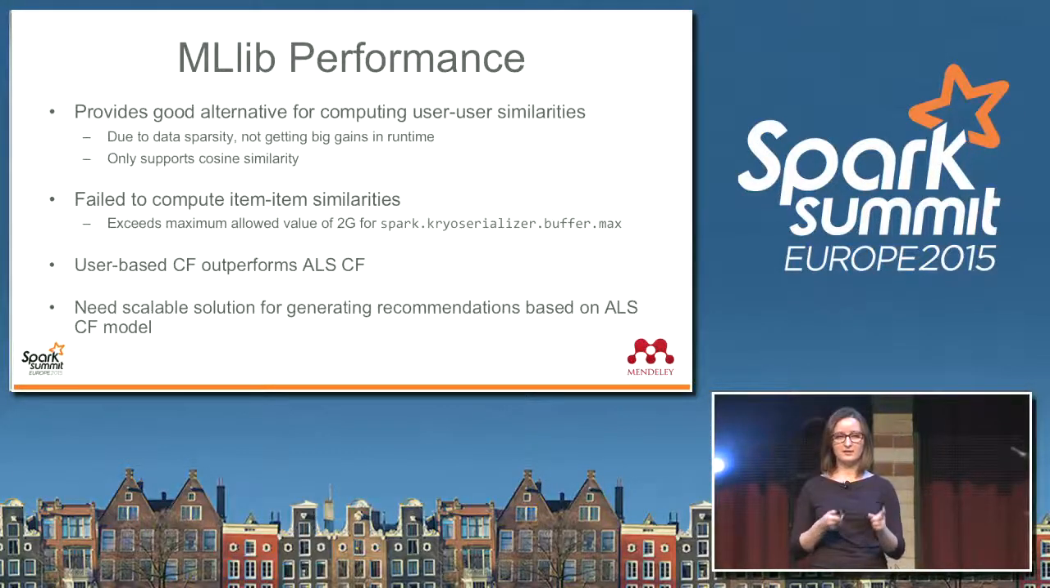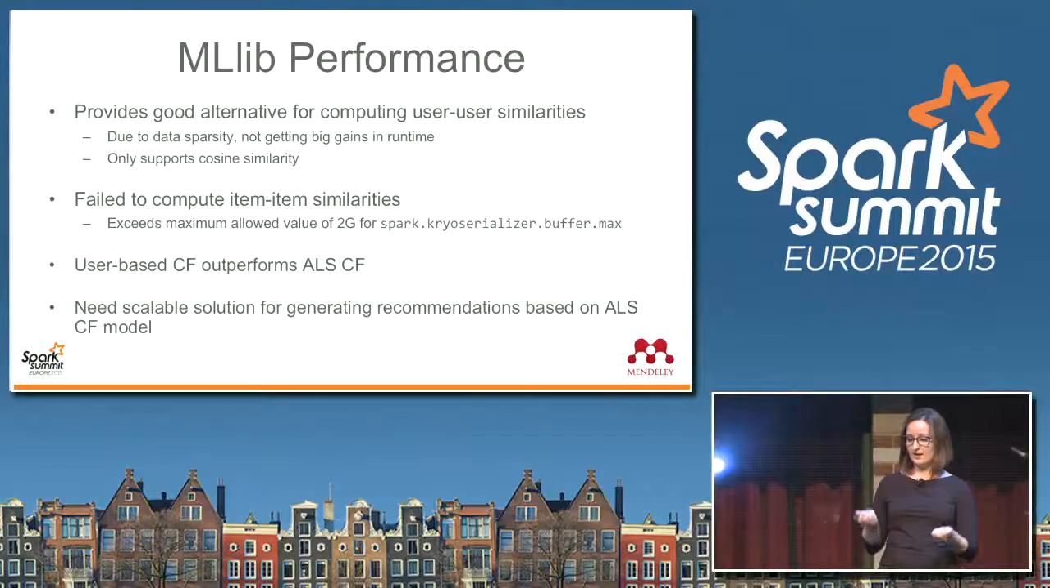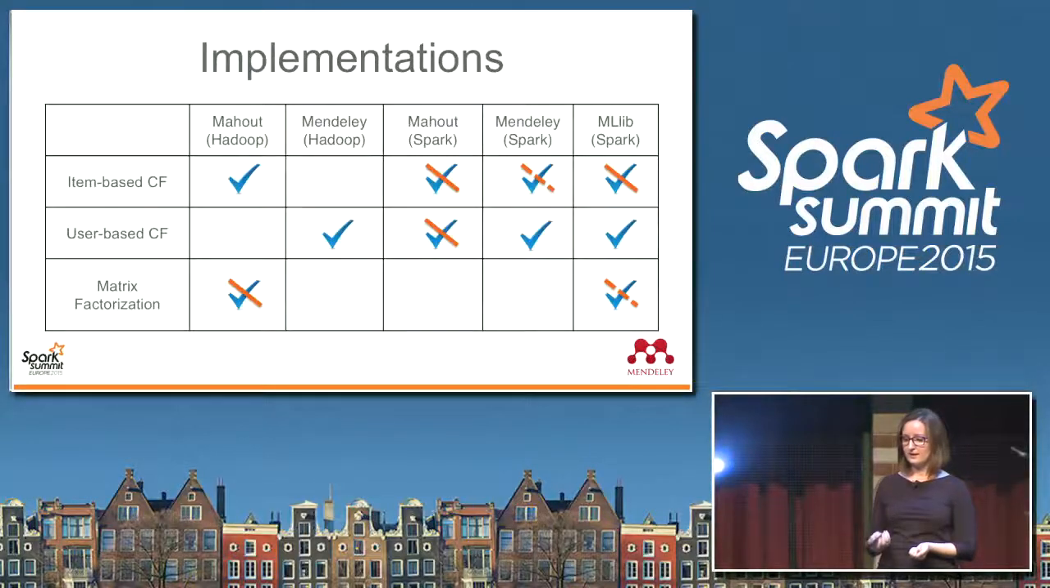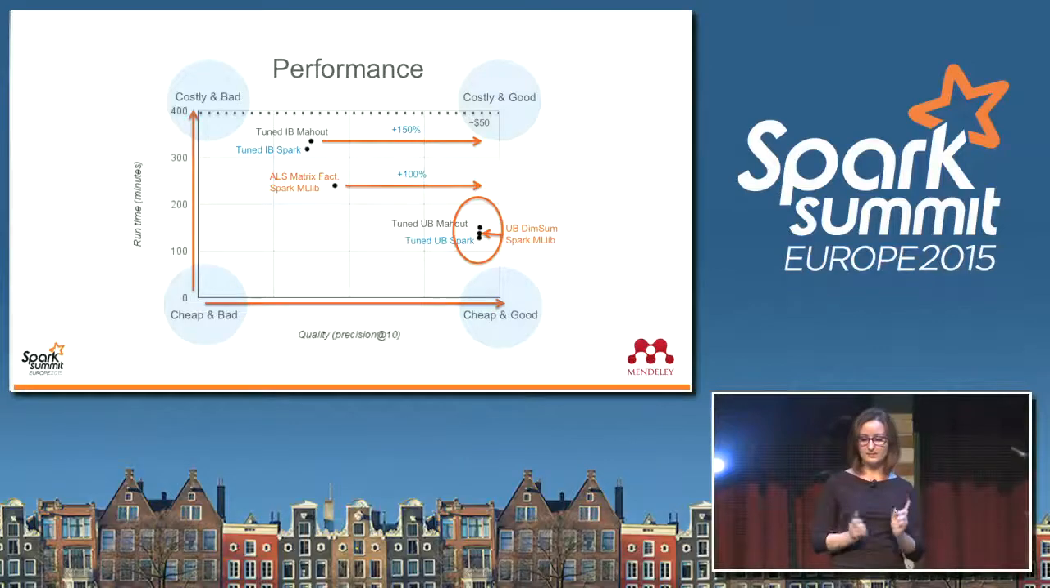So I think as that gets worked on, that's probably going to go away, and it's something we'll come back to and test. We still need a scalable solution for generating recommendations based on ALS collaborative filtering for our use case. To sum up, since I'm running out of time: by tuning, we can get big speedups in performance, but for that you really need to dig deeper.